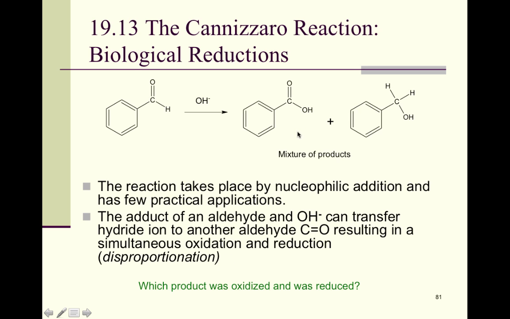But basically what I would like to do in this mixture of products is I would like you to label which product was oxidized and which one was reduced. All right, this one has 2 bonds to oxygen. Now it has 3. That was oxidized. This has only 1 bond to oxygen. This product was reduced. So that's one way we can make this more practical, is by practicing identifying our oxidized products and reduced products.